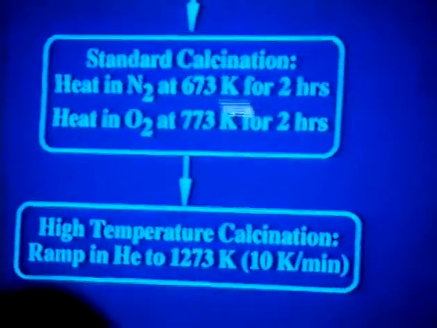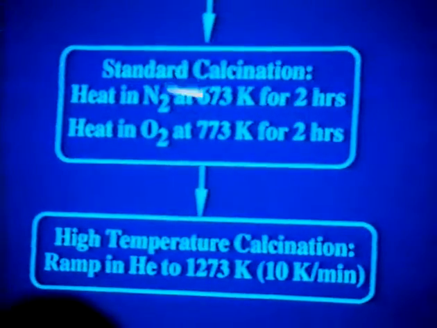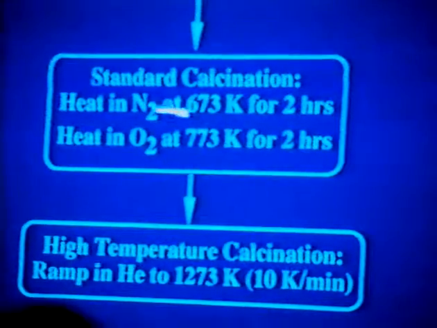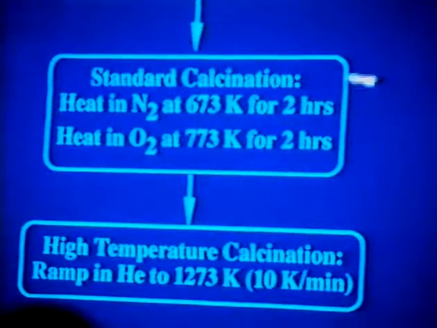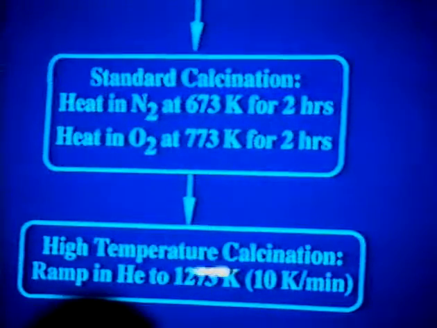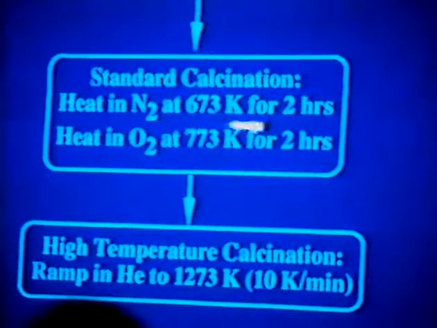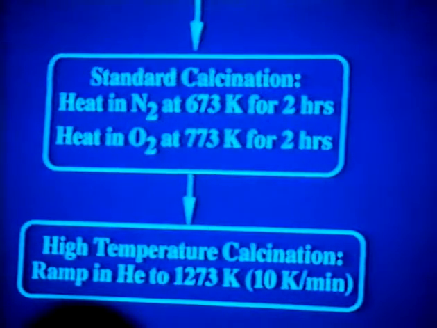The first one, which I will refer to as our low temperature calcination throughout the talk, is one in which the sample was heated in nitrogen at about 673 K for 2 hours, followed by heating in oxygen at 773 K for 2 hours. We have also treated our samples with what I will refer to as a high temperature treatment, which involves taking one of the samples pre-calcined at a low temperature and ramping it in helium to 1,000 degrees C at a rate of 10 degrees C per minute.